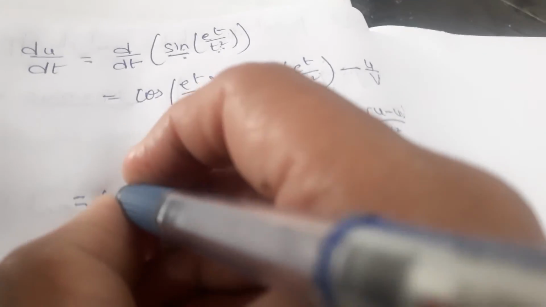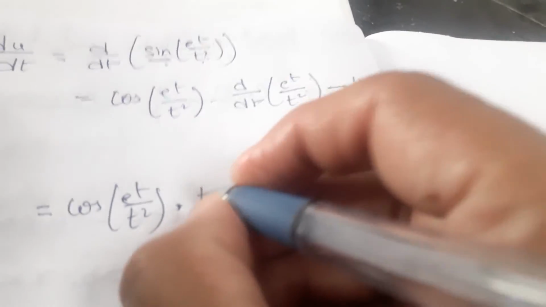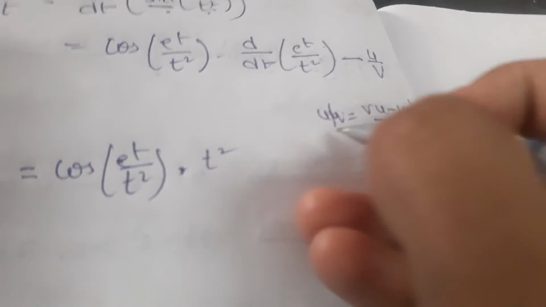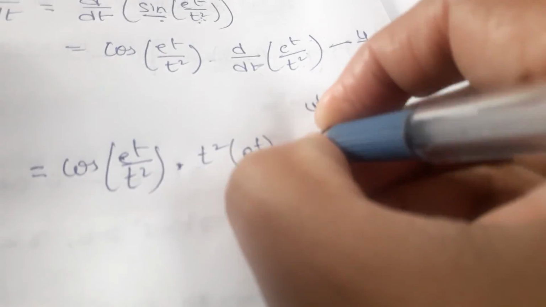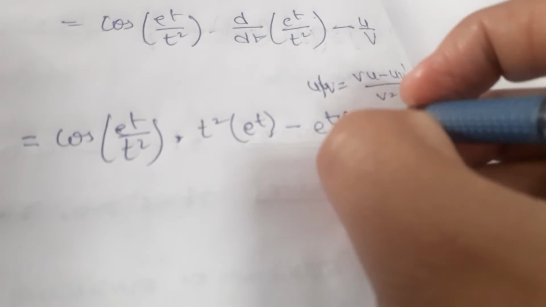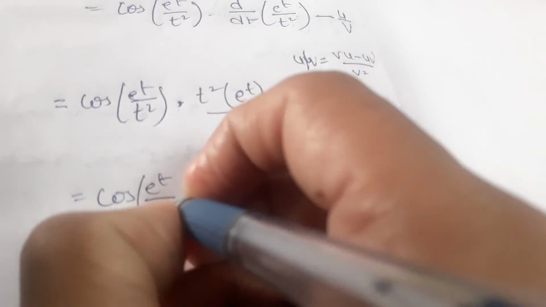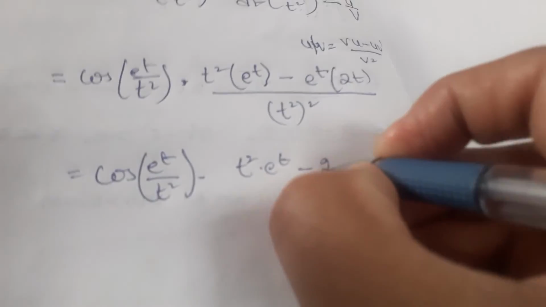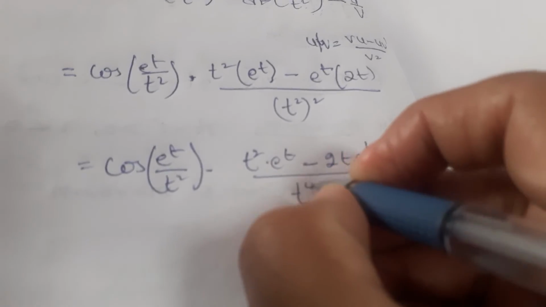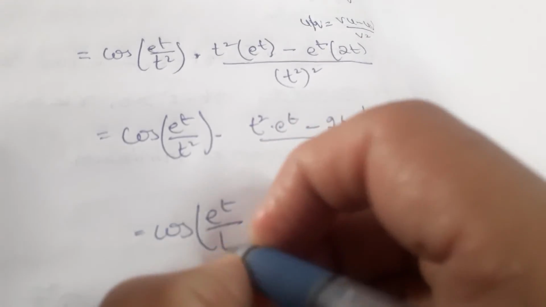So I am solving here: cos e power t by t square into t square as it is, because v is t square as it is. Differentiation of e power t means e power t only, minus e power t, differentiation of t square gives you 2t, by t square whole square. So what I am having here: t square into e power t minus 2t e power t by t power 4. So cos e power t by t square as it is.